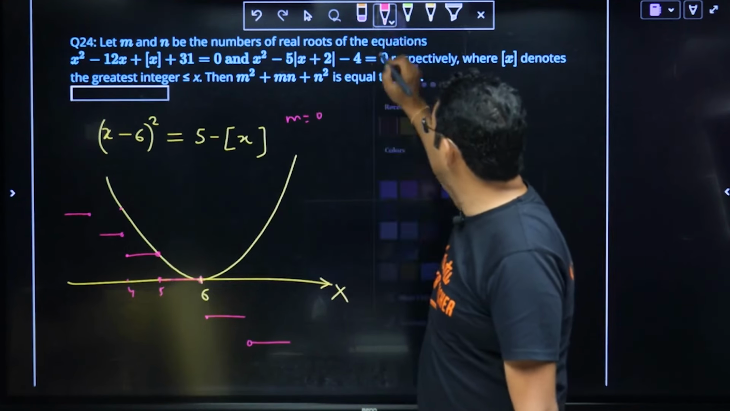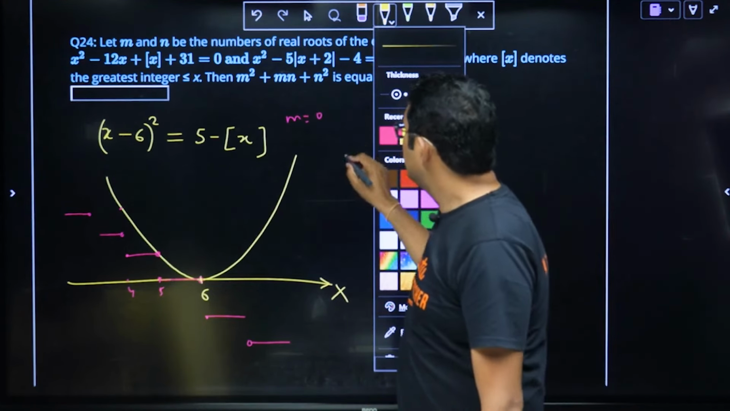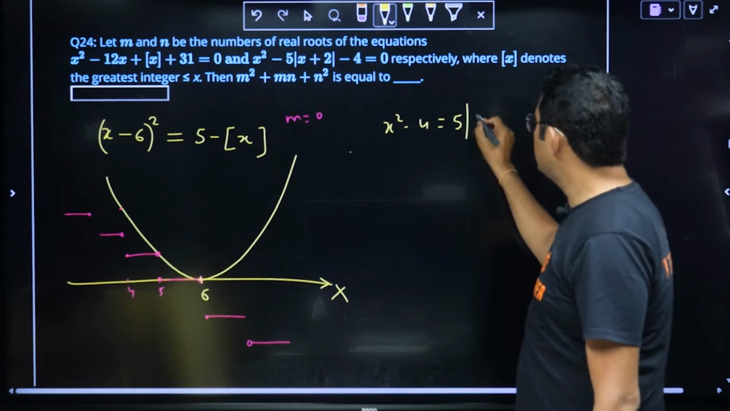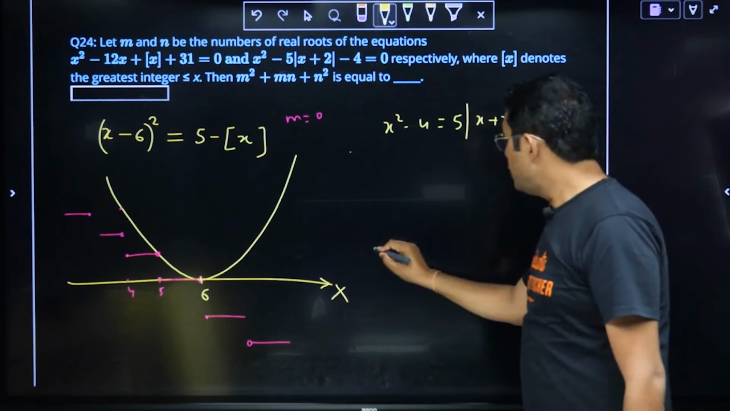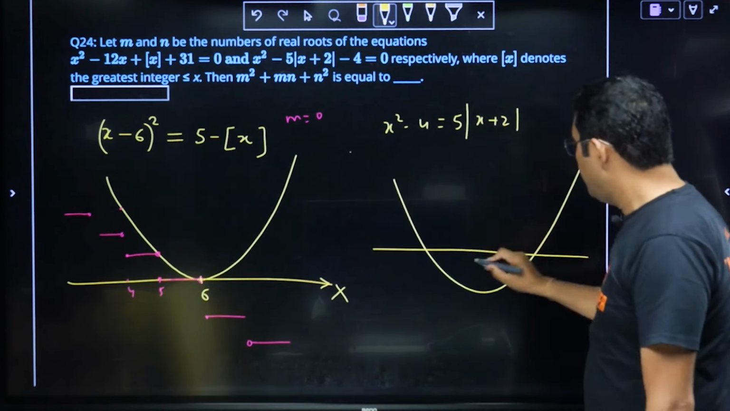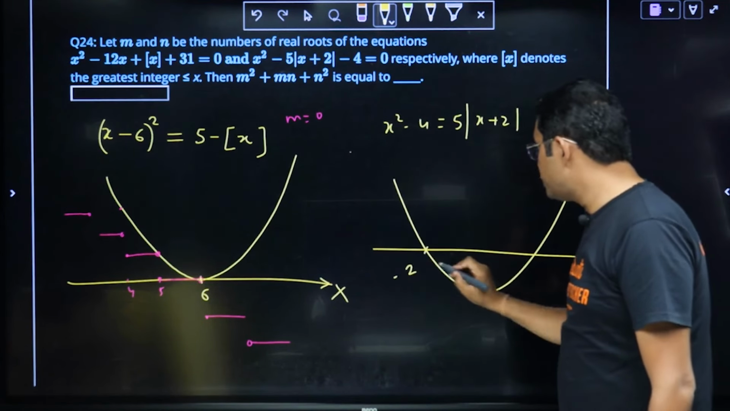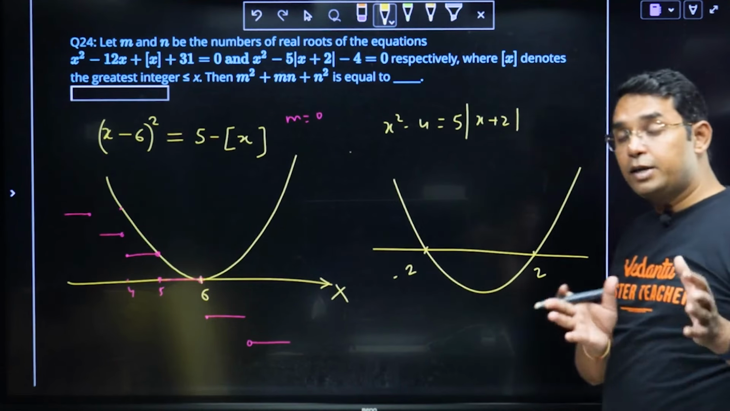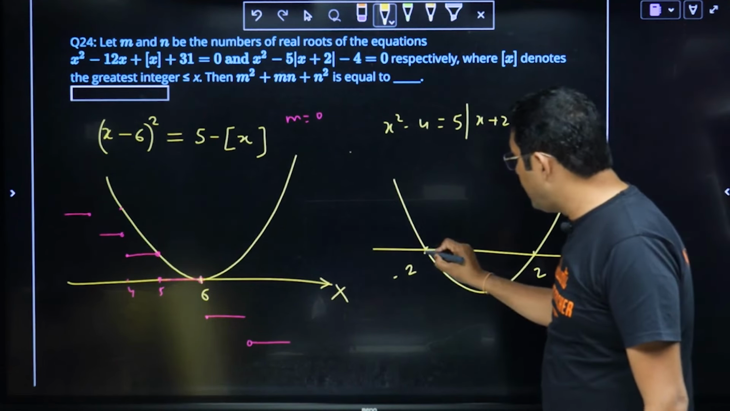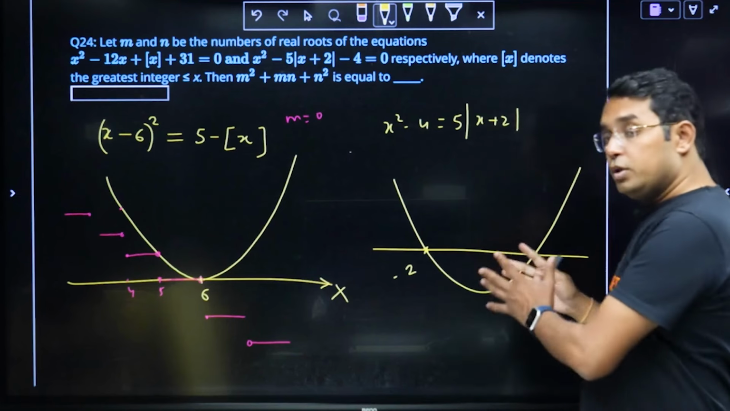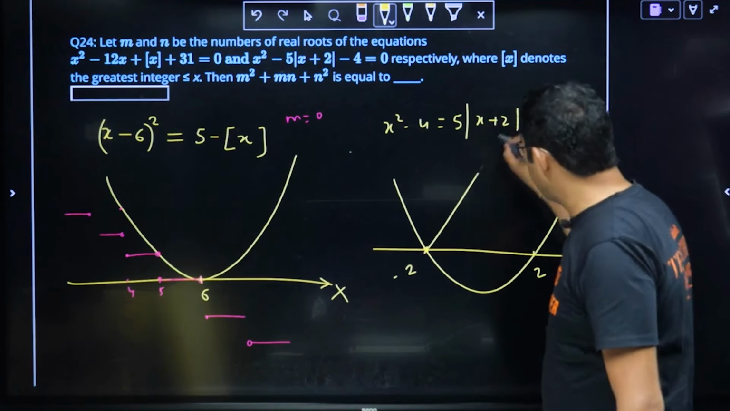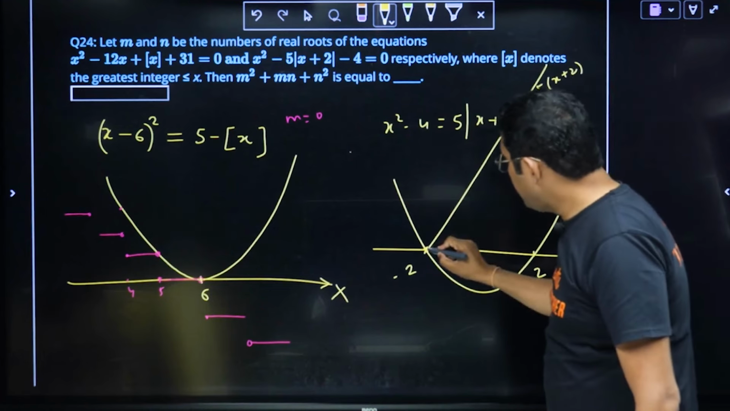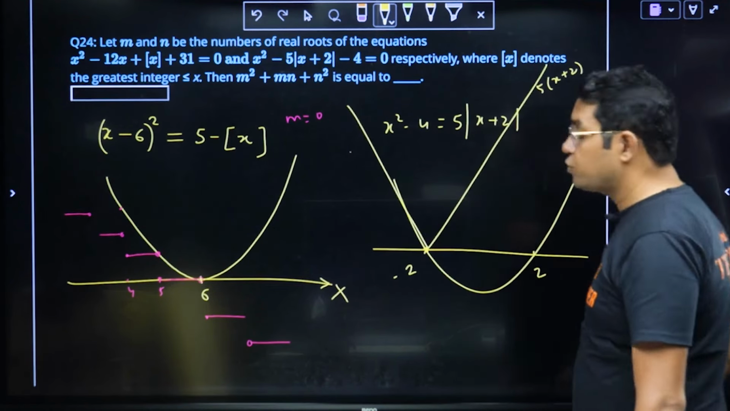Now similar to this we can do it for the second graph, that is x square minus 4 is equal to 5 times mod of x plus 2. You can see x square minus 4 is a quadratic which intersects the x-axis at minus 2 and 2. Now this is mod of x plus 2 multiplied by 5, so it will have value 0 at minus 2. On the positive side of minus 2 it will be a straight line with slope 5, and before that again it will be a straight line with slope minus 5.